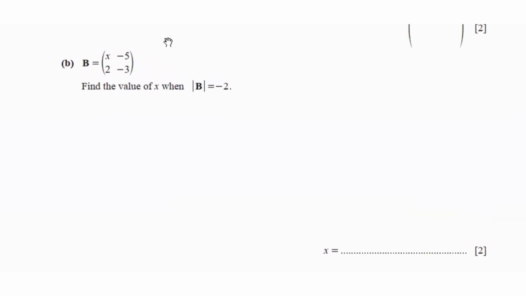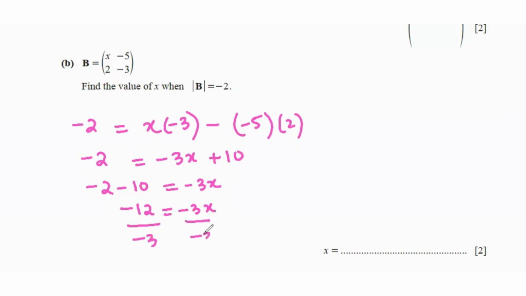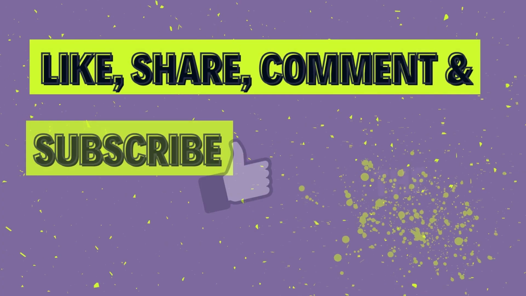Matrix P is given as x, -5, 2, -3. We have to find the value of x given that the determinant of P is -2. So -2 is going to equal x times -3 minus -5 times 2. That's -2 equals -3x plus 10. -2 minus 10 is -3x. -12 equals -3x. Divide both sides by -3. 4 is your value of x. That is your answer.